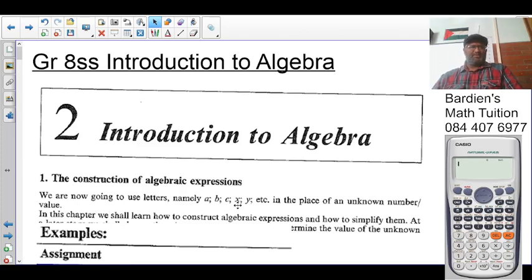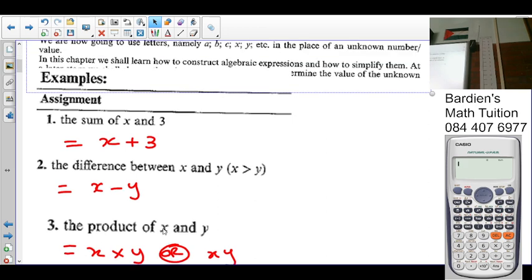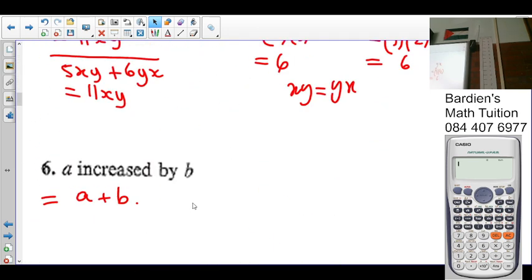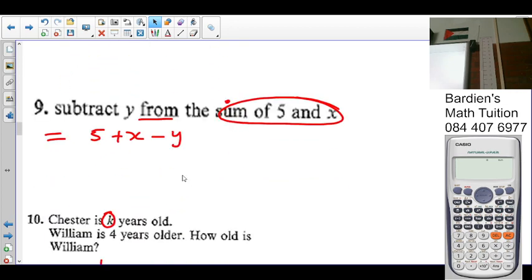Okay, good afternoon class. So today we're looking at introduction to algebra. At this point we have concluded exercise 1. I gave you exercise 1 for homework last time, so you marked it with your teacher, no? Nice, okay.